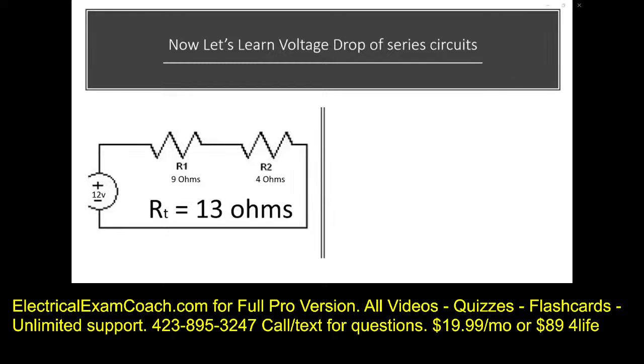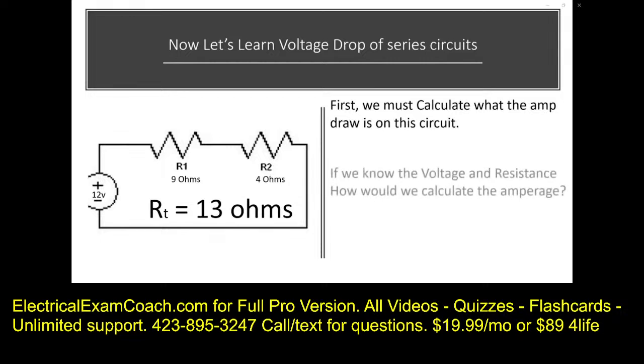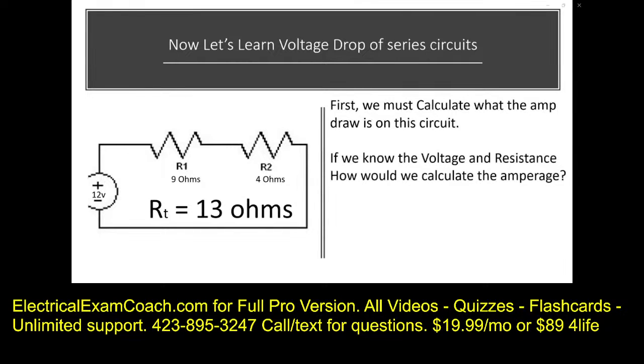Now let's learn about voltage drop of series circuits. First, we must calculate what the amp draw is on the circuit. If we know the voltage and the resistance, how could we calculate the amperage? We learned in week 2, part 1 about Ohm's law. First, we must get the total resistance and then apply Ohm's law. So in this case, it is 9 plus 4. It's going to be 13 ohms. So what we do is we set up our formula so we remember, and we plug in the knowns. In this case, we know that it's a 12-volt circuit. We got 13 ohms of resistance. All we must do now is divide 13 up into 12, and that's going to give us our amperage. In this case, it's 0.923 amps.